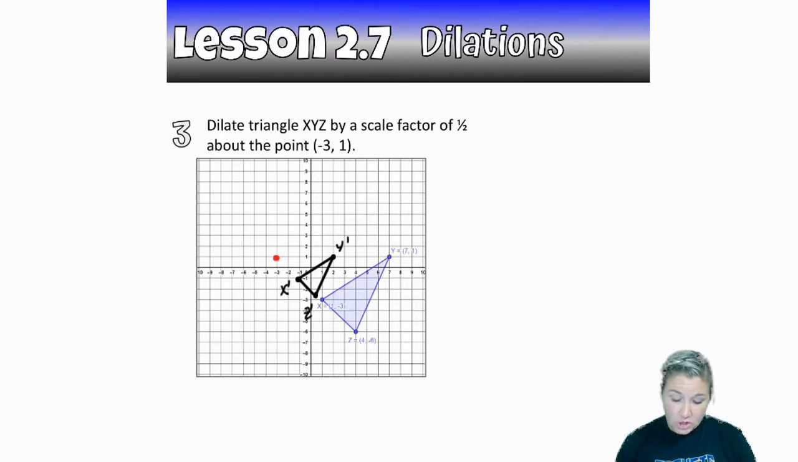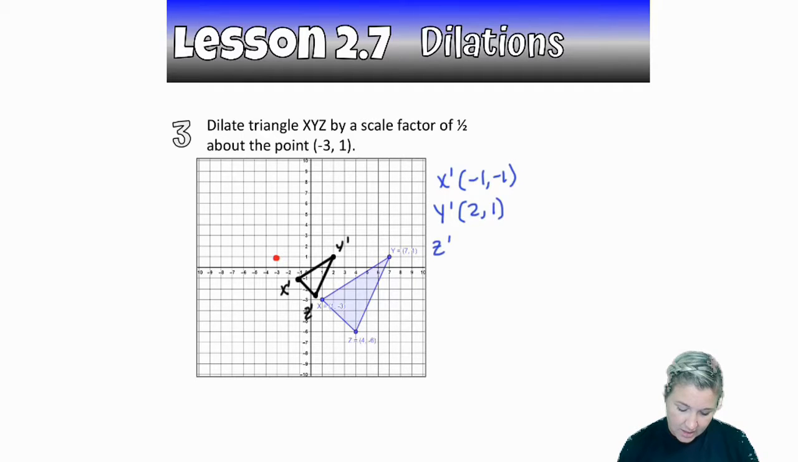So there's my new triangle. Since I have a scale factor of 1/2, I would expect it to be smaller. If it's not smaller, then you did it wrong, especially if your scale factor is between 0 and 1. If it's a fraction, it should be smaller. Again, if we were to list out these points, I know it doesn't ask you to do that, X prime is going to be at (-1, -1). Y prime is going to be at (2, 1), and then Z prime is going to be at (0.5, -2.5).